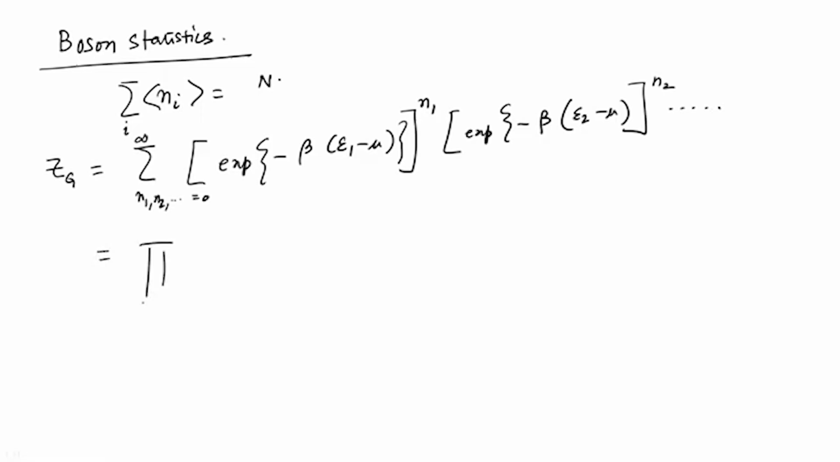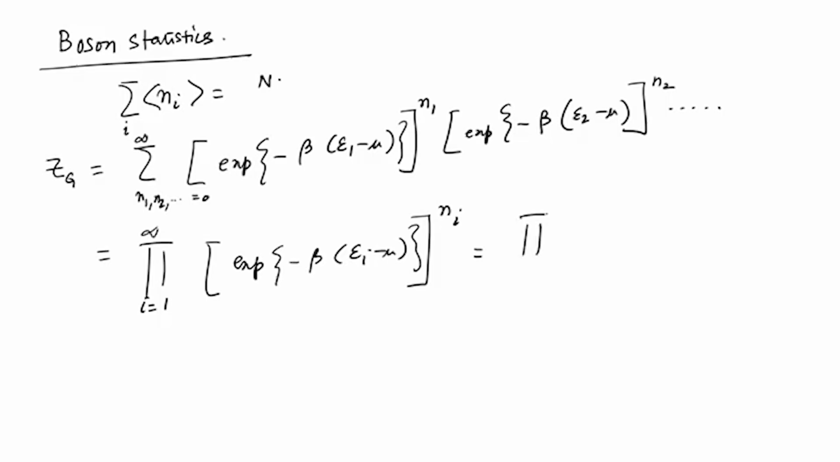We can write this down as a product term, from I equal to 1 to infinity, and we have all these brackets which are exponential minus beta (epsilon I minus mu), and this whole to the power ni, and we again get this product over I. Inside we can do a GP series sum, and we get 1 over 1 minus Zf exponential minus beta epsilon I. Okay. You know that Zf is nothing but equal to exponential beta mu. Okay. So, combining this, we can write down this Ni average.